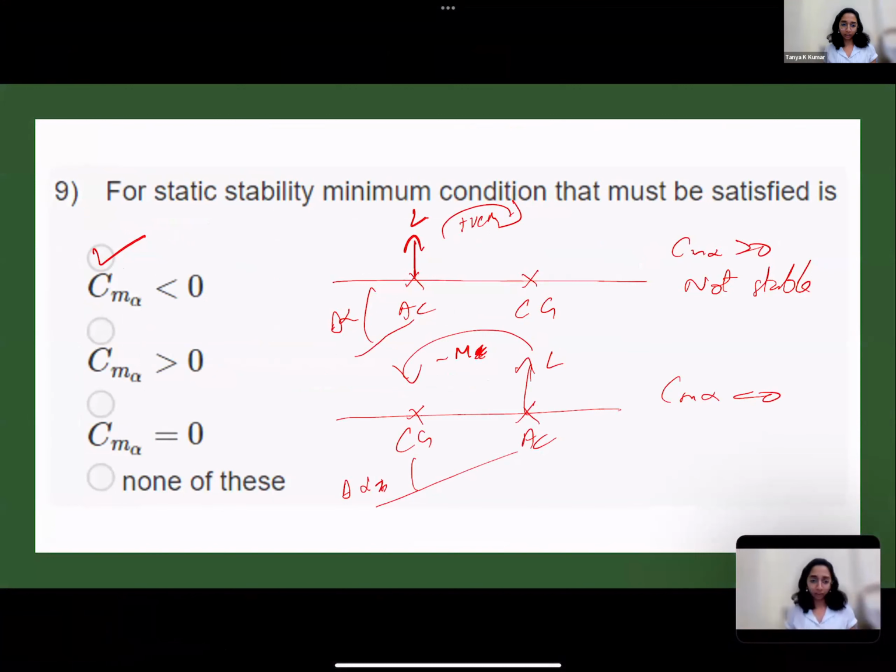So you need a negative pitching moment to produce a restoring moment. Is that clear? That is why your slope CM alpha should be negative. Is that understood? Yes, CM alpha should be negative, but do you understand why it should be negative? Is there any confusion here?